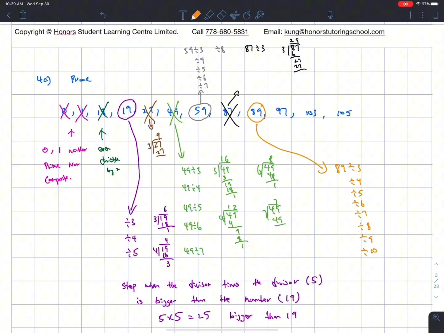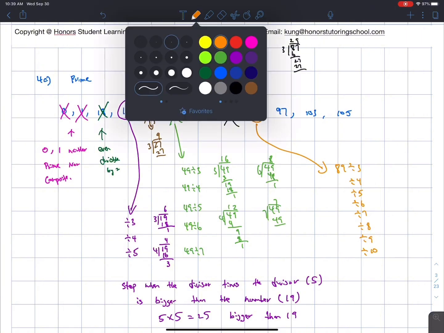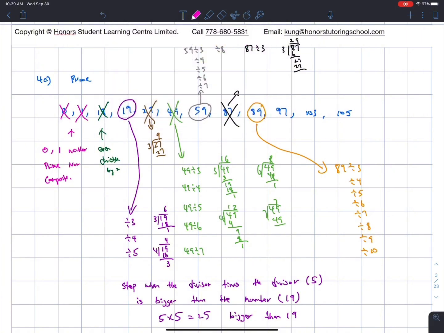97. Yeah, I have no more color. I have to go back to pink. So 97 divided by 3, if you divide it, you will get a remainder again, divided by 4, not divisible, 5 not divisible, 6 not divisible, 7 not divisible, 8 not divisible, 9 not divisible, 10 not divisible, and we can stop because 10 times 10 is 100.